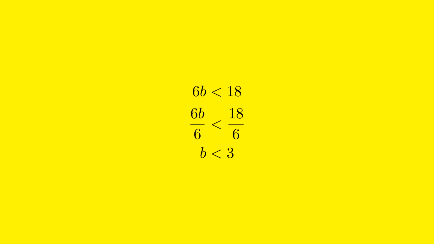To express this in two ways, we write the inequality as b is less than 3, and in interval notation, this is written as open parenthesis, negative infinity, comma 3, close parenthesis. So our solution is b is less than 3, and in interval notation, it is open parenthesis, negative infinity, comma 3, close parenthesis.